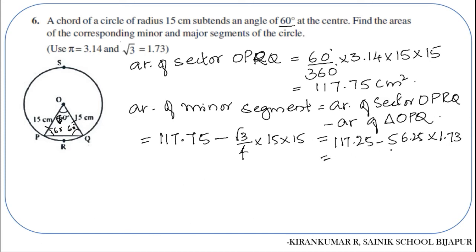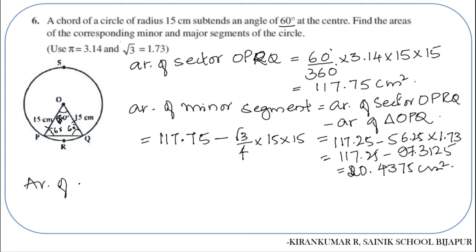.73 multiplied to 56.25 is 97.3125. So we get 20.4375 centimeter square. This is the area of minor segment. So we can find out area of major segment.